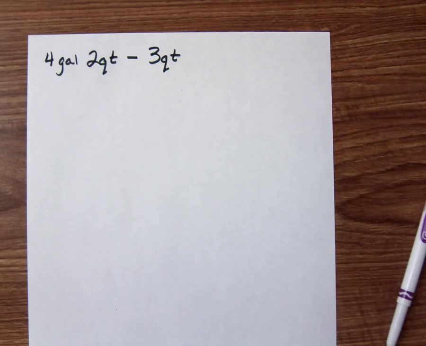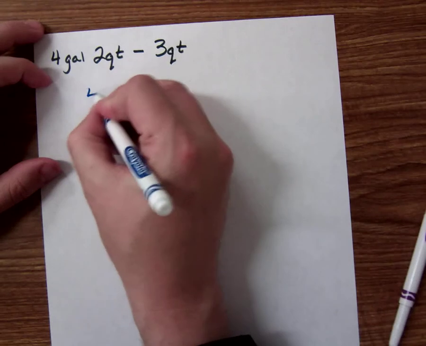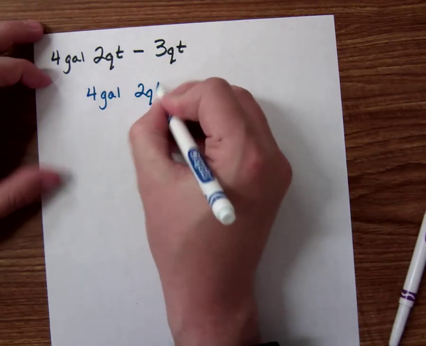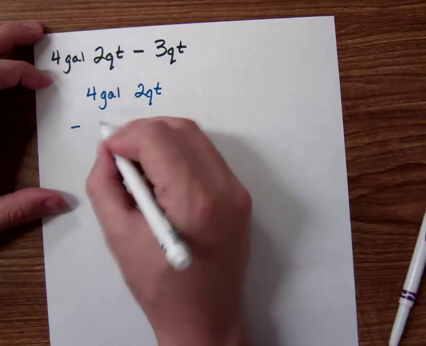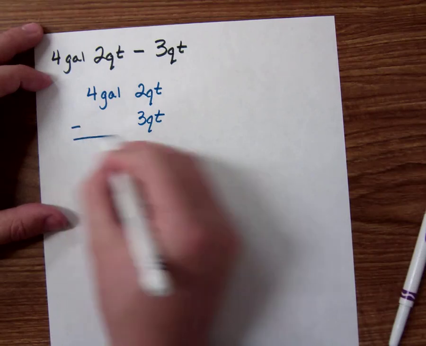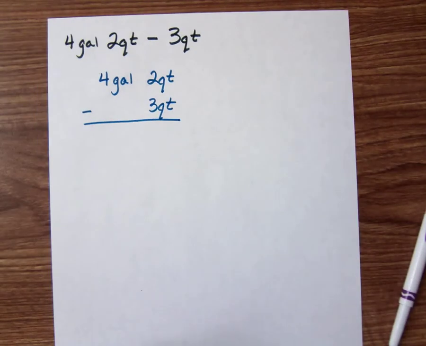So subtraction problems at this point shouldn't come as a surprise to you, how we do these. We line them up. 4 gallons, 2 quarts, minus 0 gallons, 3 quarts. And we're running into a problem here that by now is fairly familiar to us. You can't do 2 minus 3 without getting a negative number of quarts. So what do we do? We borrow.